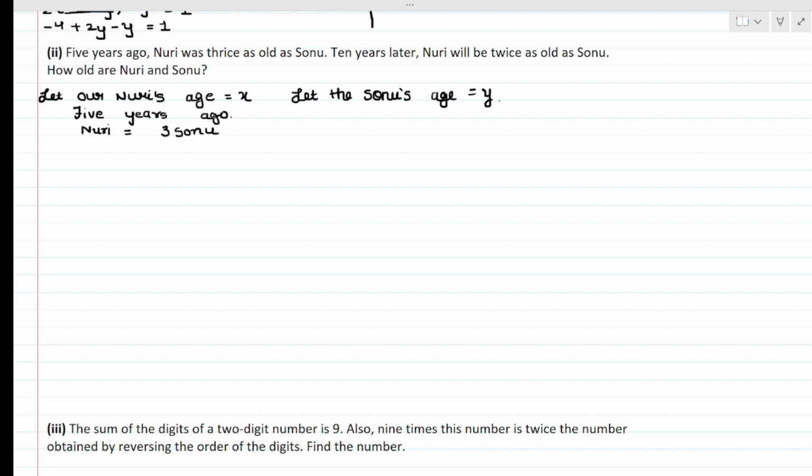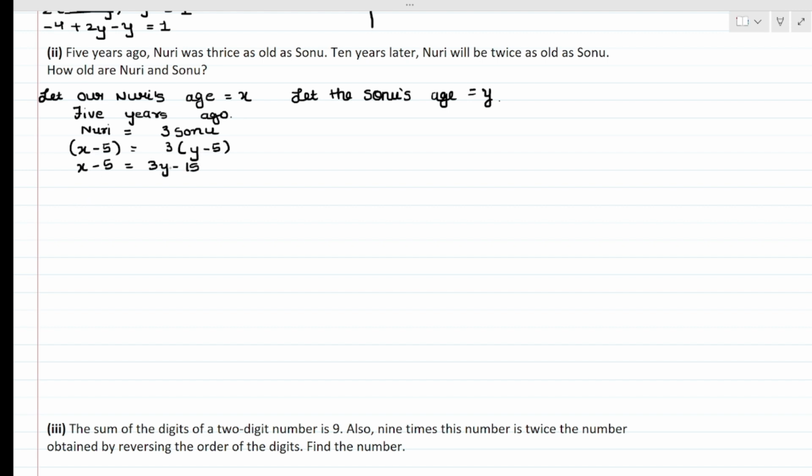What is our Noori's age? Our Noori's age is x. We are talking about 5 years ago, that is why I will write it as x minus 5. In the same way, when we are talking about 5 years ago, Sonu will also be 5 years younger than his present age y. So we will also substitute y minus 5.